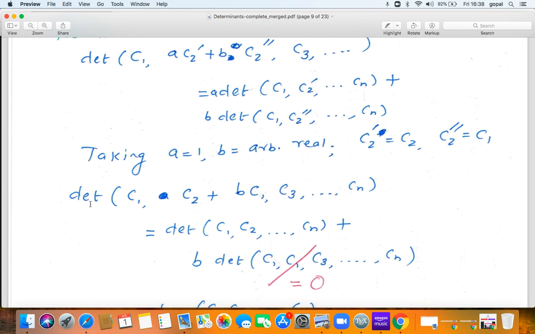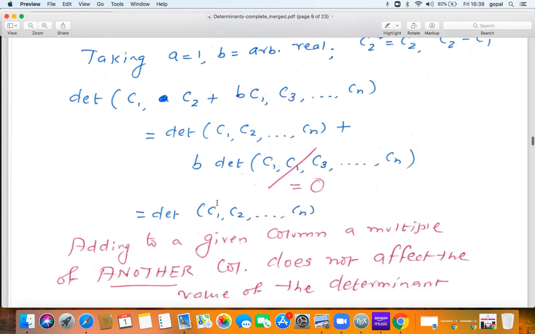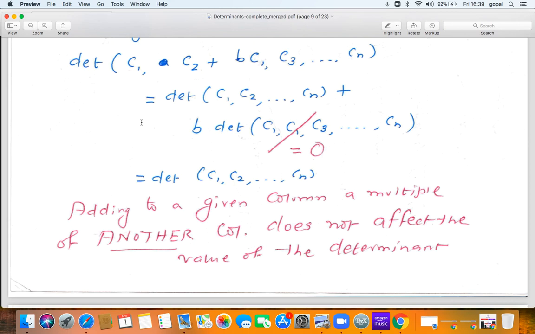Then this equation reads determinant of C1, C2 plus b C1, comma, C3 ... Cn equals determinant of C1, C2, ..., Cn, because a was 1, plus b times determinant of C1, C1, ..., because C2 double prime was C1. But the two columns are equal here, so the determinant is 0. And so you get determinant of C1, C2, ..., Cn. So what does this rule say? There is nothing sacred about the first column and second column. You can play this game with any pair of columns. In short, you get the rule that adding to a given column a multiple of another column does not affect the value of the determinant.